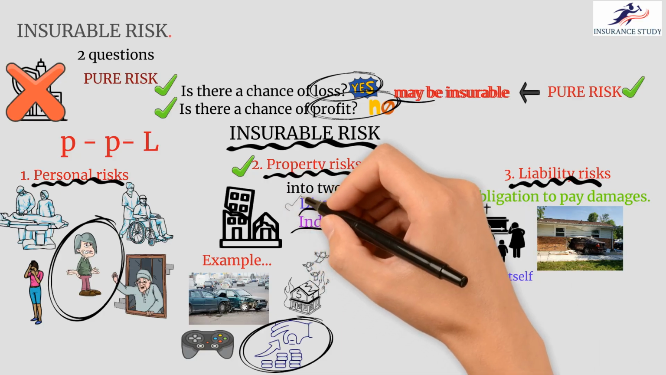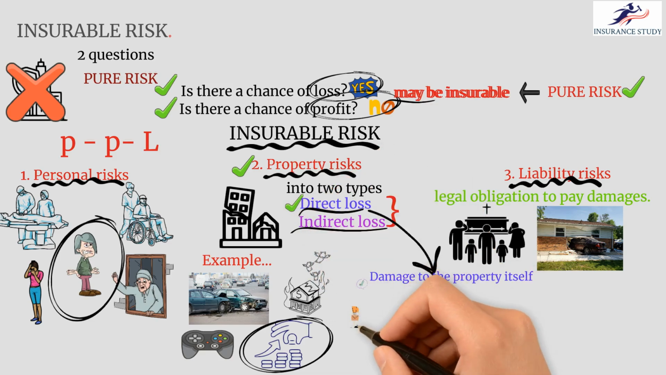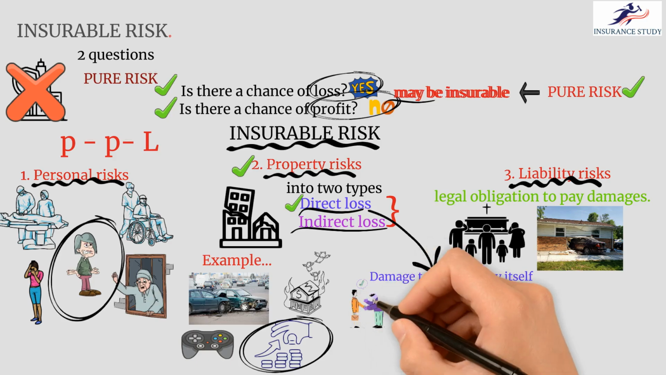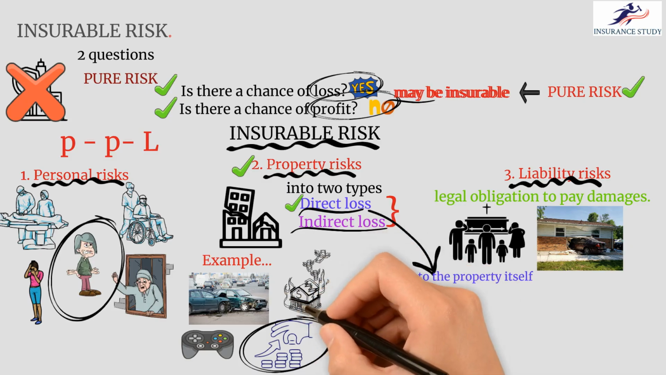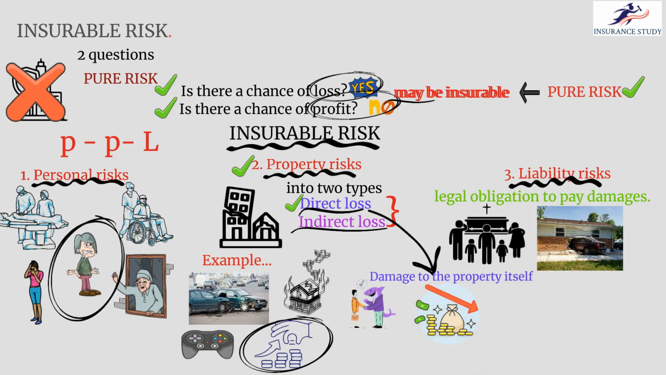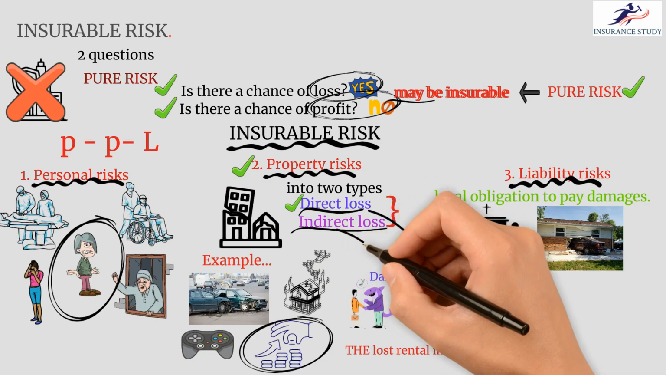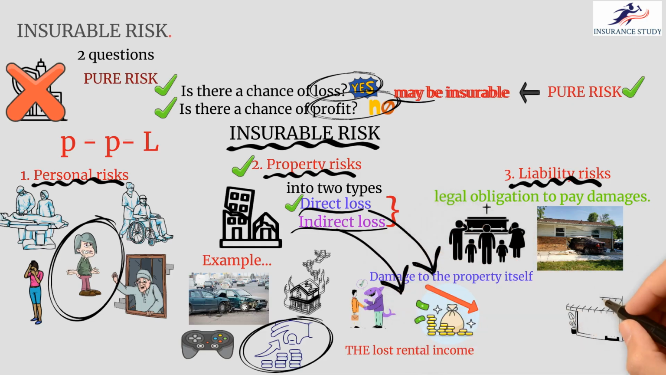An indirect loss occurs because of a direct loss. For example, Enzo rents a basement suite in his house. If the house burns down, the house suffers a direct loss. But now Enzo also loses the rental income from his tenant. That lost rental income is an indirect loss.